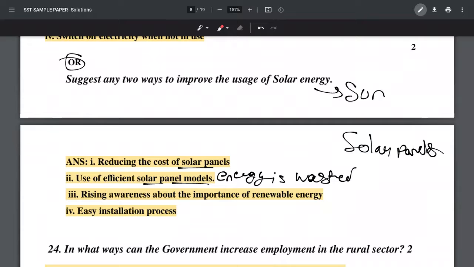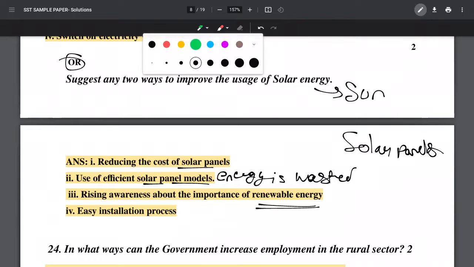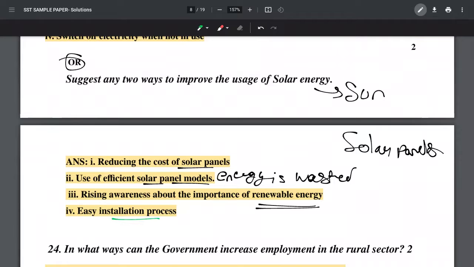Correct. And raising awareness about the importance of renewable energy. Solar energy is renewable, so we should be aware of how important it is to use renewable energy, isn't it? And there should be an easy installation process. Right now, technical people are needed, but we should make it an easy process so that anyone can do it, isn't it?